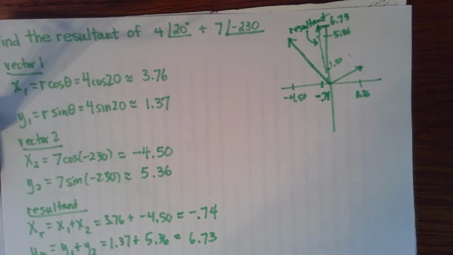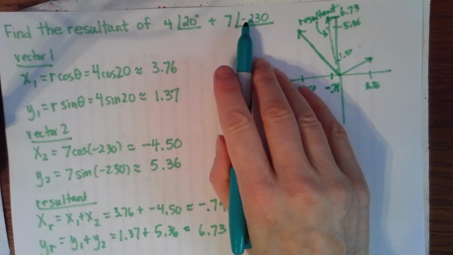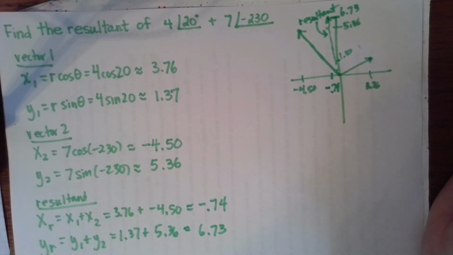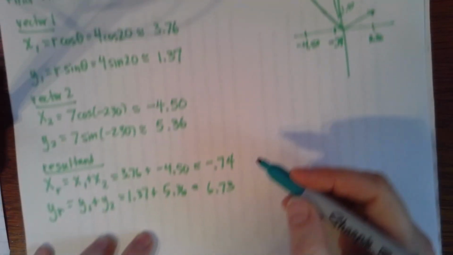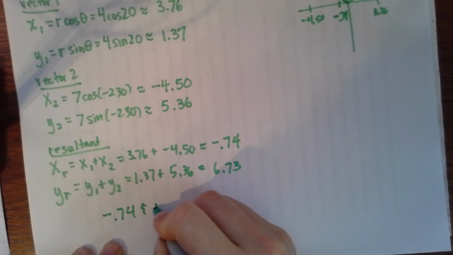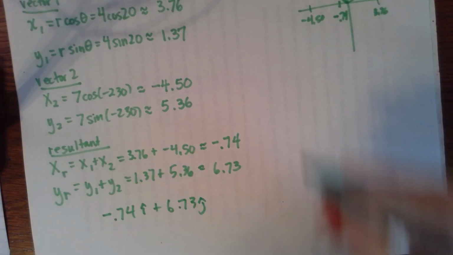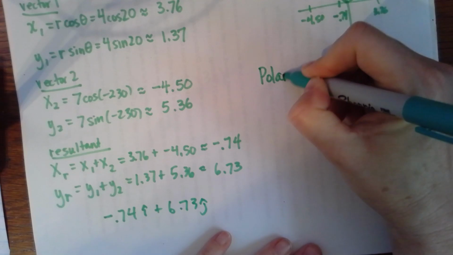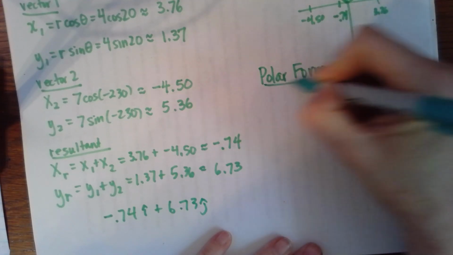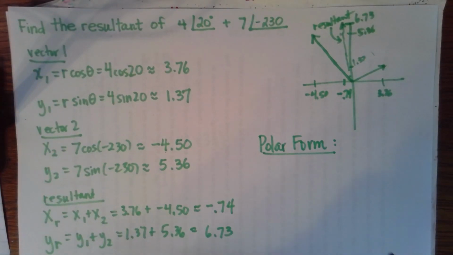Okay. Now, that's in its rectangular form. But you see how they gave them to us in polar form. Well, they want the answer in polar form as well. So we're going to have to take this rectangular form of negative 0.74i plus 6.73j and convert that back to its polar form. Of course, we note from our picture here that it's in the second quadrant.